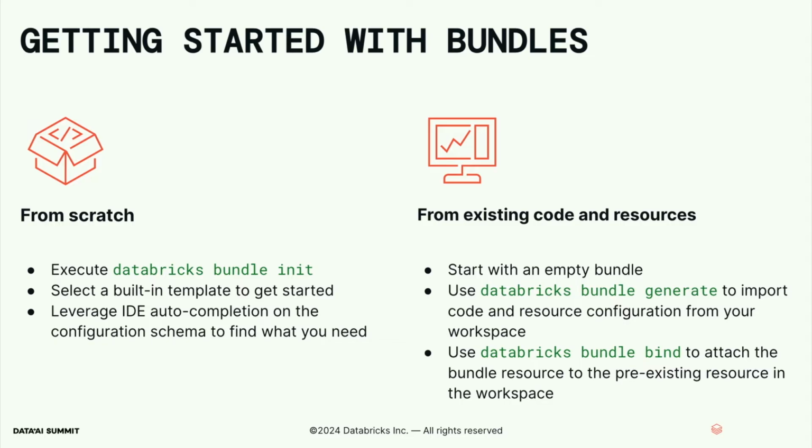It's also possible to start from existing code and resources using the generate and bind commands. The generate command will take an existing job in the workspace and turn it into equivalent YAML locally, as well as import all the notebooks that are referenced in that job and copy them into your local tree. So if you have existing stuff you want to start managing through dabs, it's possible to do that through the generate command, and then the bind command allows you to attach the identity of that job, that literal job with that specific ID, to your bundle deployment.